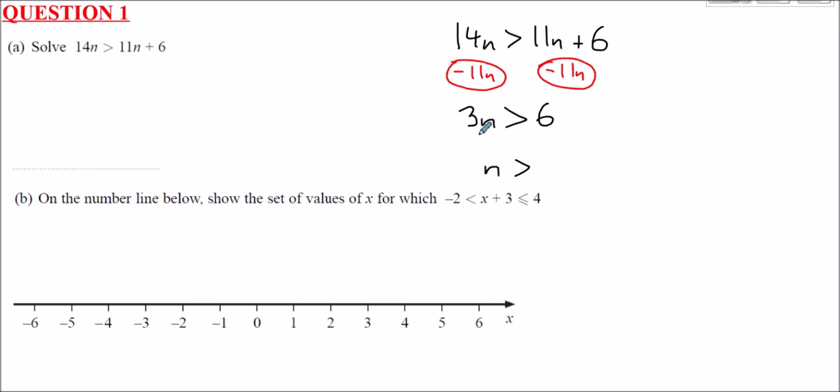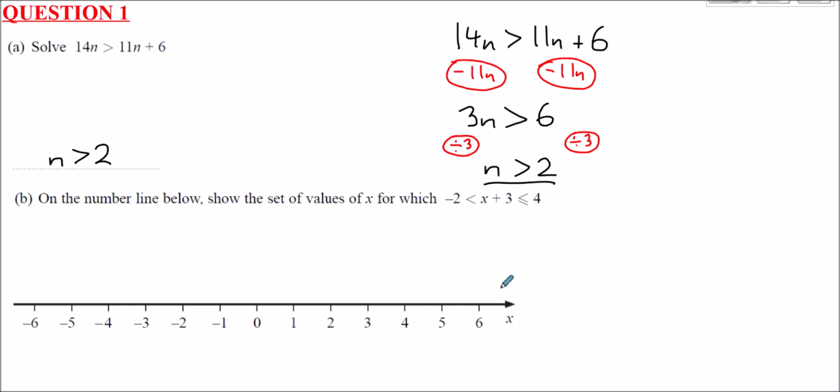To go from 3n down to just 1n, we can divide by 3. Remember, any value divided by itself will just give us 1, so 3 divided by 3 leaves us with just 1n. Do the same on this side, divide the 6 by 3, and we get 2. Therefore, n has to be greater than 2. So we're off and running, and I've got the first marks in the bag.